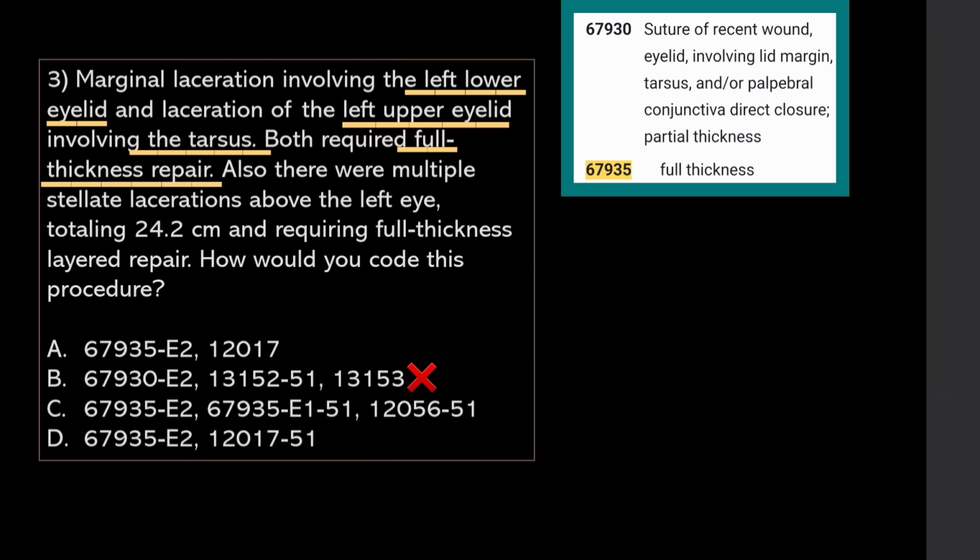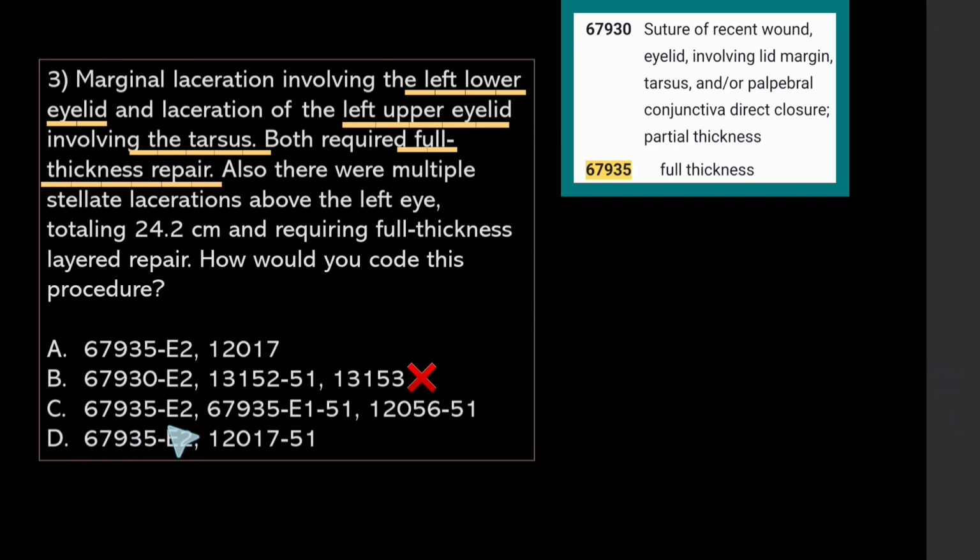In option A, the second code is 12017. In option C, the second code is 67935 E1, and the third code is 12056 with modifier 51. In option D, the second code is 12017. In the question, they have mentioned marginal laceration involving left lower eyelid and laceration of the left upper eyelid involving the tarsus, both required full thickness repair. So they have mentioned left lower eyelid and laceration of left upper eyelid.